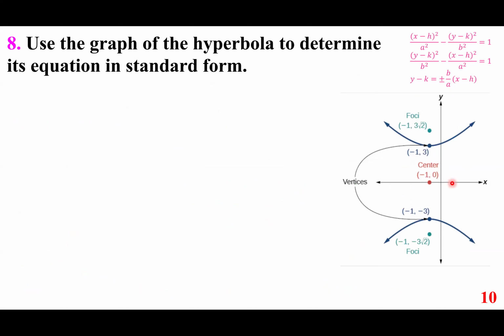Use the graph of the hyperbola to determine its equation in standard form. All right. So clearly we have the asymptotes, we have the center, we have this distance, that distance. So let's write everything we want. The center is located at (-1, 0). All we have to do is find a and b. And since it opens up and down, the vertices are these 2 points.